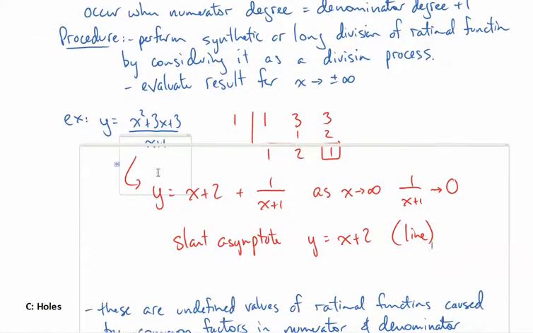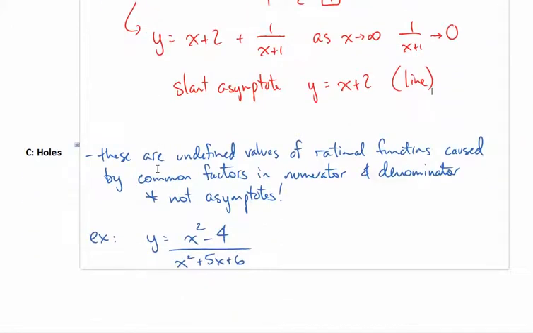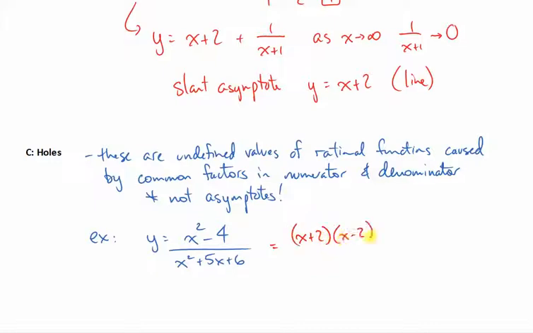Okay, the last thing I wanted to talk about is a hole. A hole is a strange little anomaly. It happens when you get an undefined value in a rational function caused by common factors shared by numerator and denominator. These are not asymptotes. They're not boundary lines. Here's an example. The numerator factors to x plus 2, x minus 2. The denominator factors to x plus 2, x plus 3. Canceling common factors by division leads to x minus 2 over x plus 3. This has a vertical asymptote.